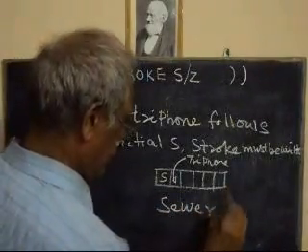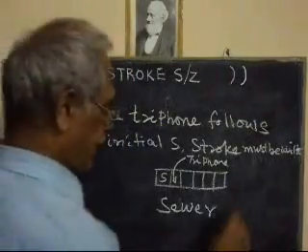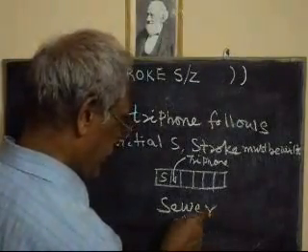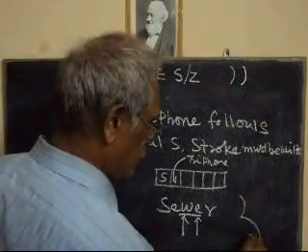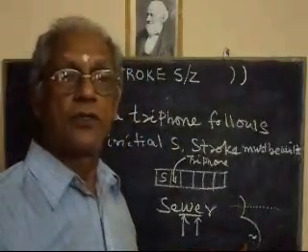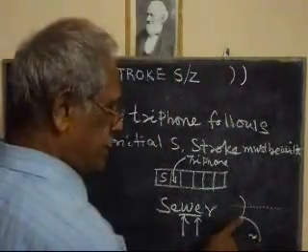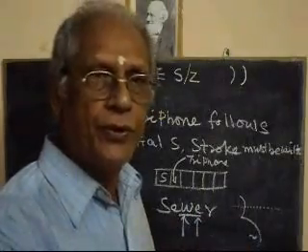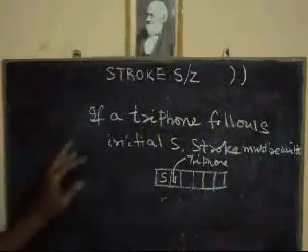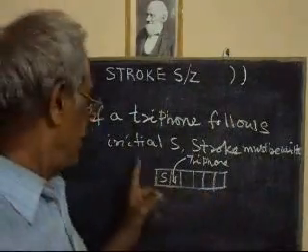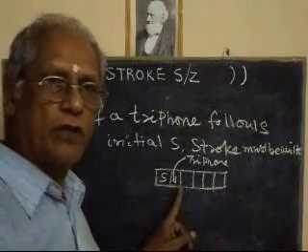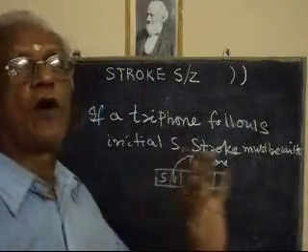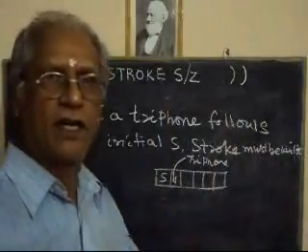Just sun. S, U, A. Sun. Stroke S downward. The initial S is immediately followed by a triphone: U, A. Sun. So, if a triphone follows immediately the initial S, this S must be written with the stroke form, the basic stroke form, not the circle.